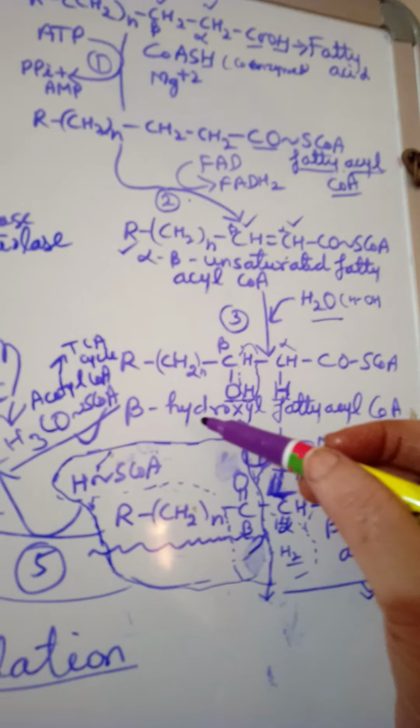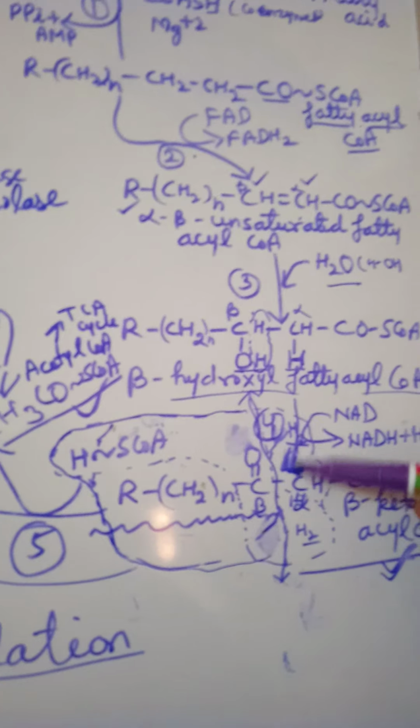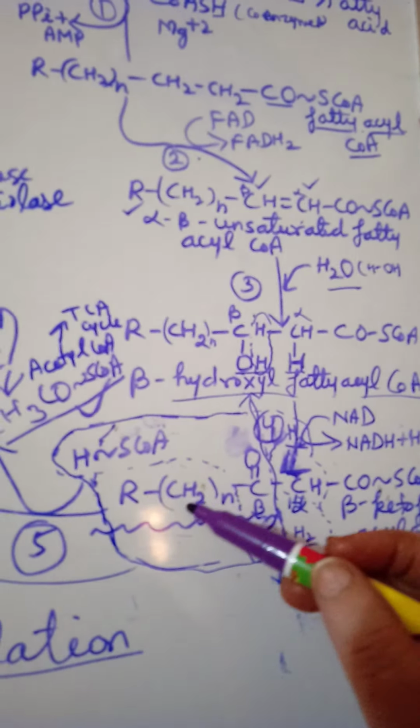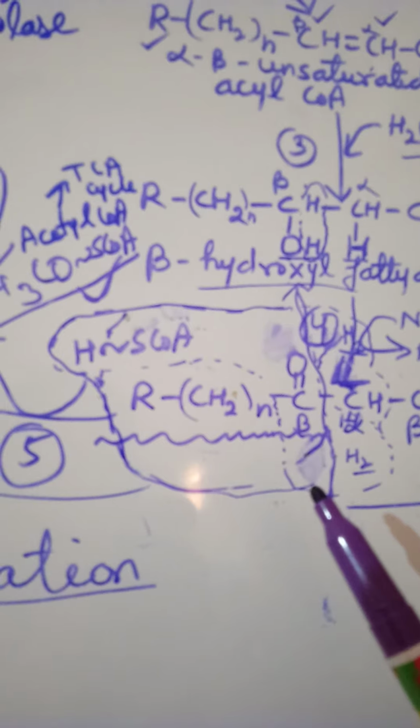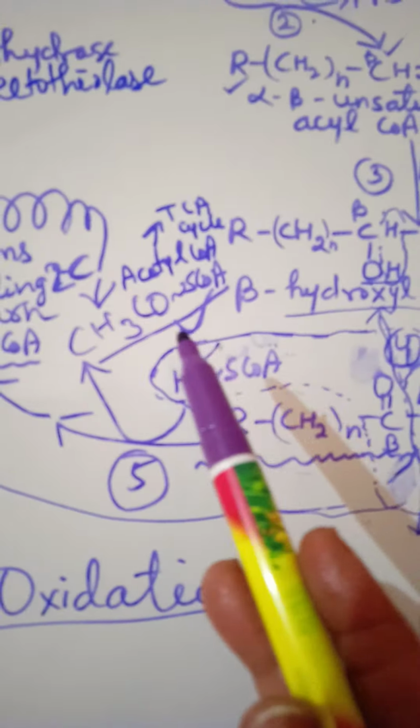This beta hydroxy fatty acyl coenzyme A, after step 4, that is dehydrogenation, is converted into beta keto fatty acyl coenzyme A, this structure, and this beta keto fatty acyl coenzyme A undergoes the event of cleavage in the presence of beta ketothiolase to be converted into the acyl coenzyme A and acetyl coenzyme A derivative. So we could see that during step number 1, what happens?